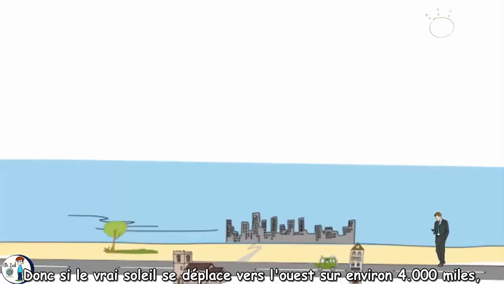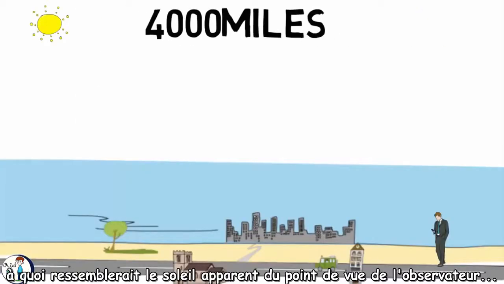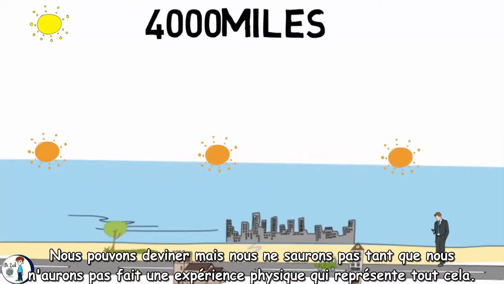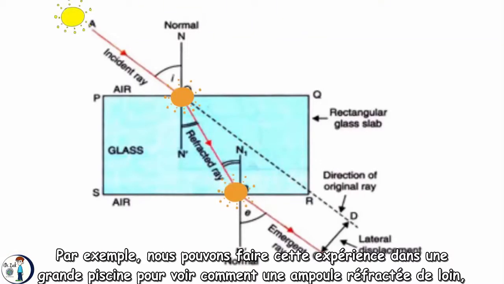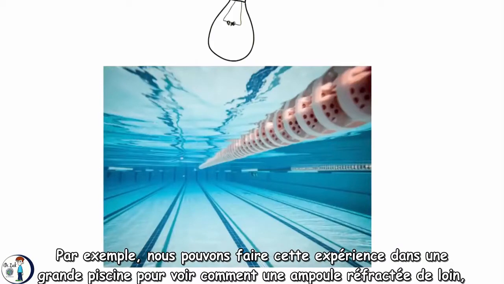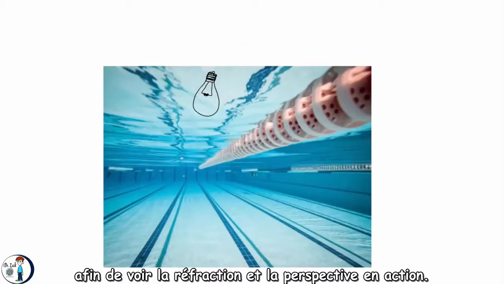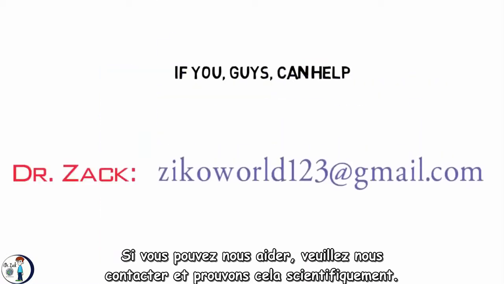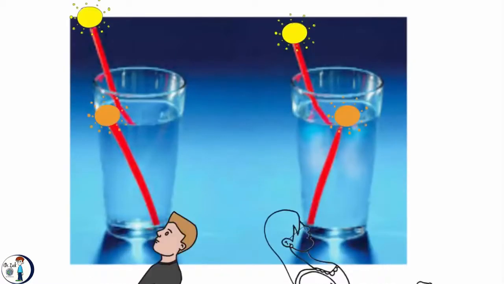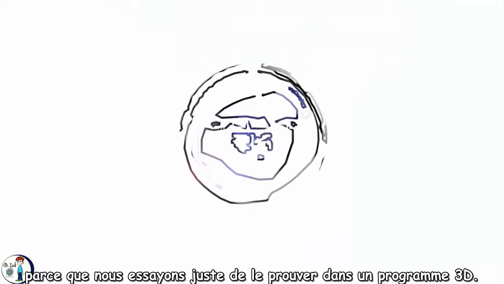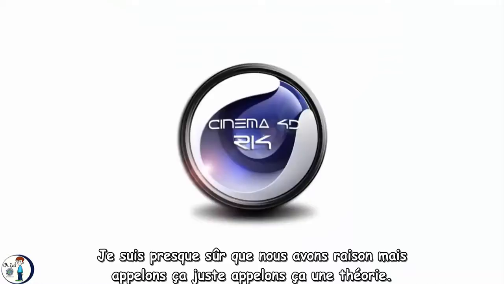So if the real sun moves to the west for about 4,000 miles, how would the apparent sun look from the observer's perspective? We can guess, but we will not know until we make a physical experiment that represents all of this. For example, we can do this in a big swimming pool to see how a refracted bulb will look from far away, in order to see both refraction and perspective in action. If you guys can help, please contact us and let's prove this scientifically. But for now, let's just call it a theory, because we're just trying to prove it in a 3D program. I'm pretty sure we are correct, but let's just call it a theory.